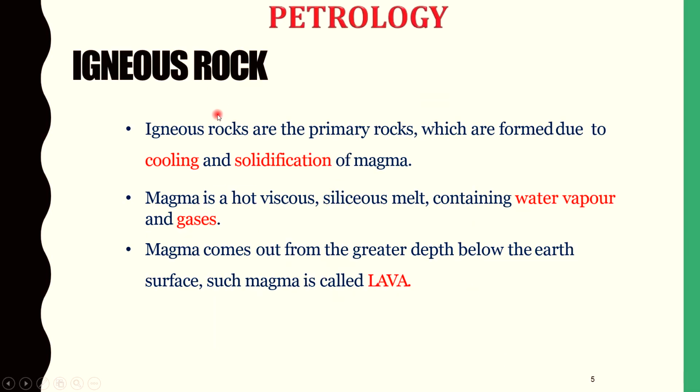So what are igneous rocks? In geological classification, the first type is igneous rocks. Igneous rocks are primary rocks which are formed due to cooling and solidification of magma. Means the rocks we get from the solidifying of magma are known as igneous rocks. Now what is magma? Magma is a hot viscous siliceous melt containing water vapor and gases. Magma comes out from great depth below the earth's surface. Such magma is called lava.